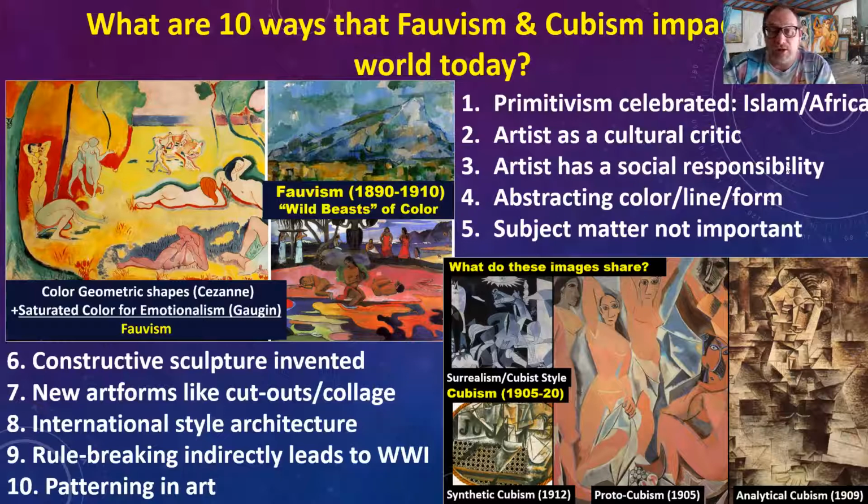International style of architecture in the rebuilding after World War II, when we try to build everything up and get it stylized all across the planet. We're going to rule break, which directly leads us to World War I. Thank the Futurists for that. And patterning in art from Matisse. So these are 10 main ways that Fauvism and Cubism and the redirected movements come out of that.